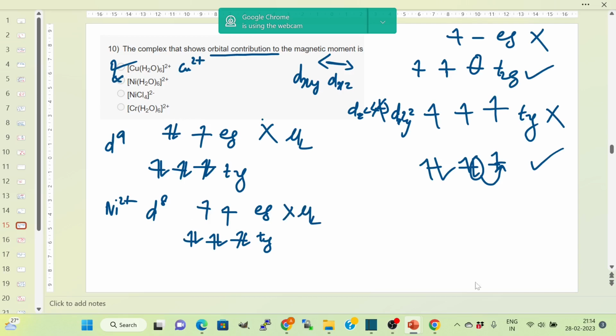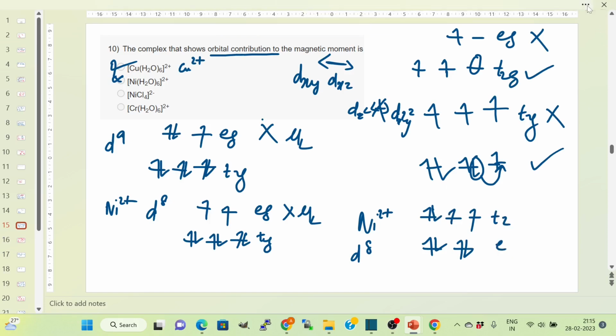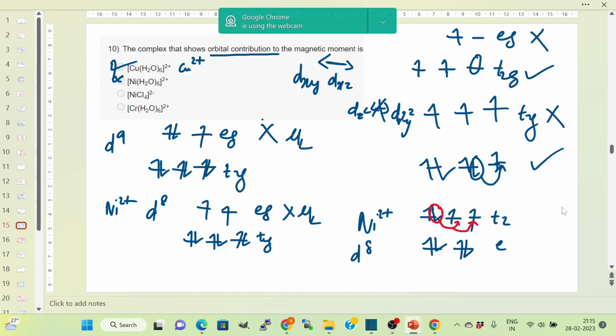Now we look at NiCl4 2 minus. So nickel here is in 2 plus state. Now Cl is a weak field ligand, but the important thing to note here is that the coordination environment is tetrahedral in nature. So we have E and T2. Nickel in 2 plus state will still have d8: 1, 2, 3, 4, 5, 6, 7, 8. So this was the E, this is the T2. I'll just highlight in a different color. This down-spin electron can go here and here. So there is definitely orbital contribution, right? So definitely this one has orbital contribution.